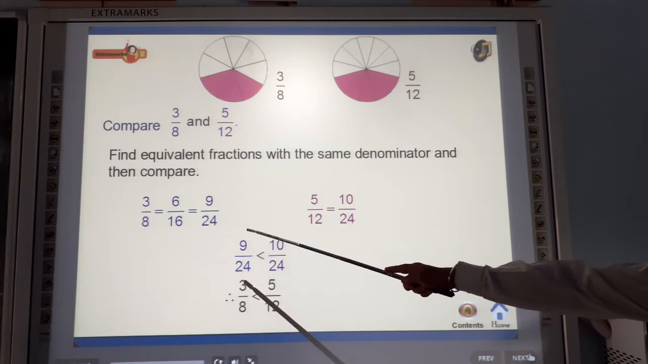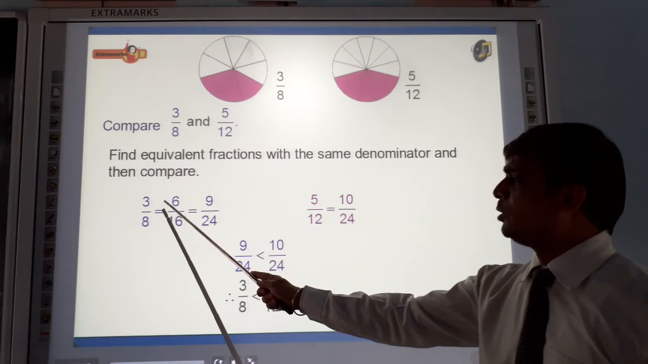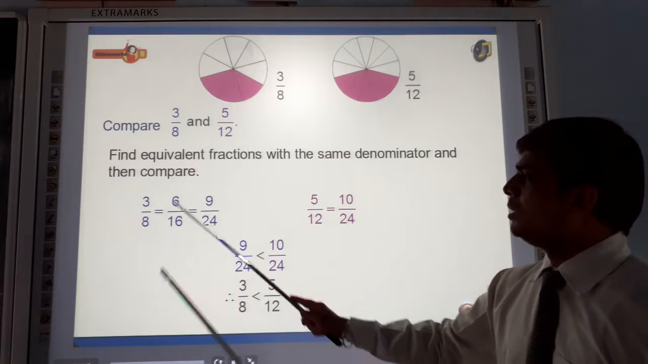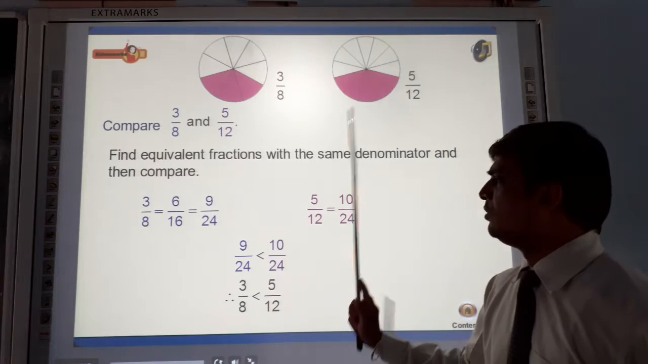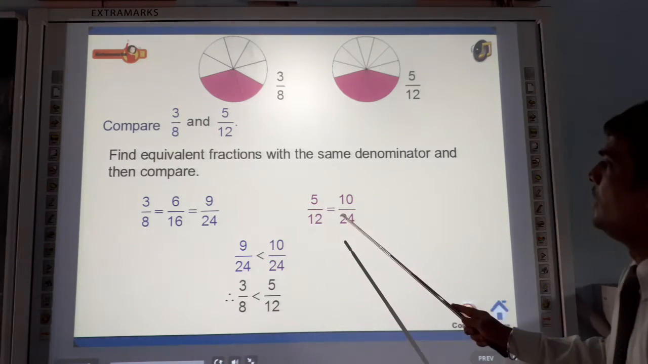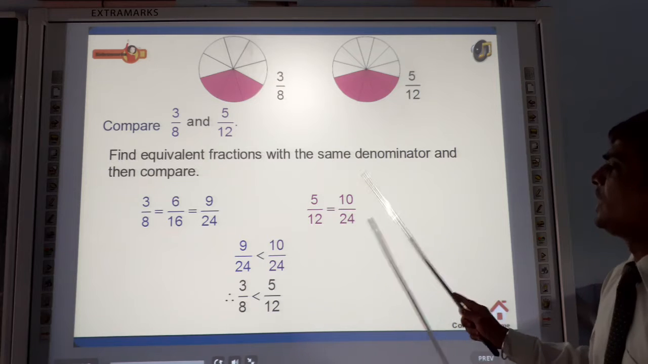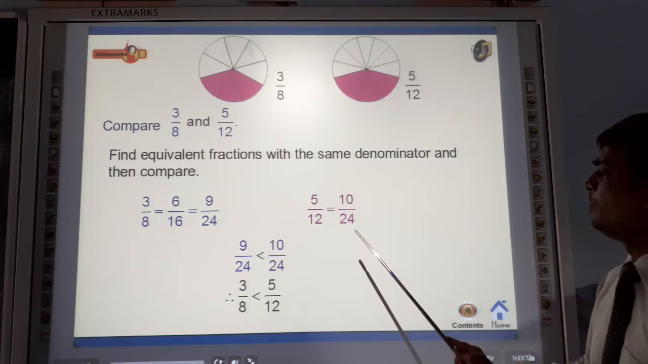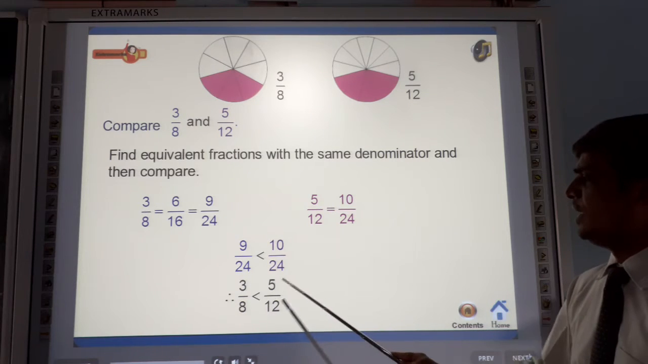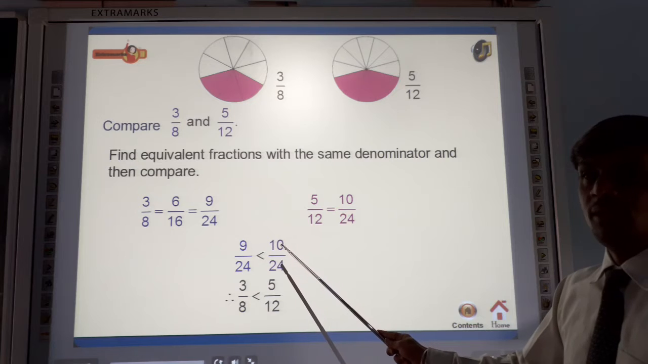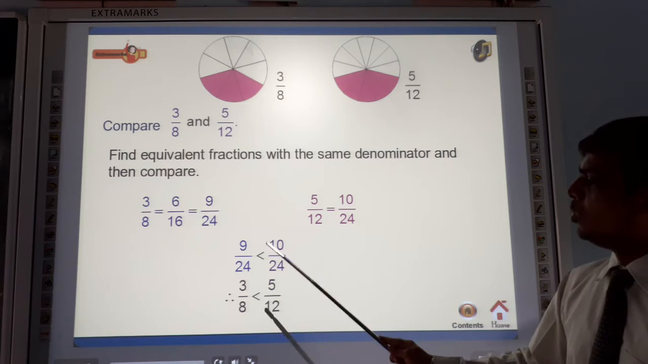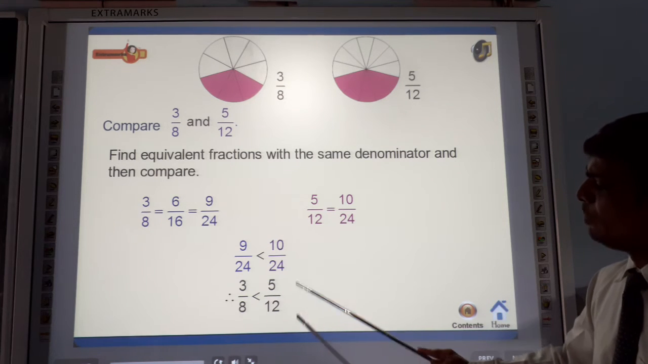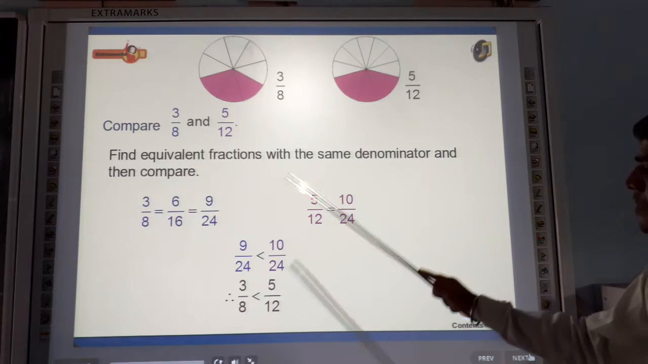3 upon 8 is equal to 3 multiplied by 2 is 6 and 8 multiplied by 2 is 16. Okay. And 3 threes are 9 and 8 threes are 24. This is the equivalent fraction. And for 5 upon 12, 5 twos are 10 and 12 twos are 24. So 9 upon 24 and 10 upon 24, because the denominator is same and the greater number is 10. So 9 is less than 10. So 3 upon 8 is less than 5 upon 12.